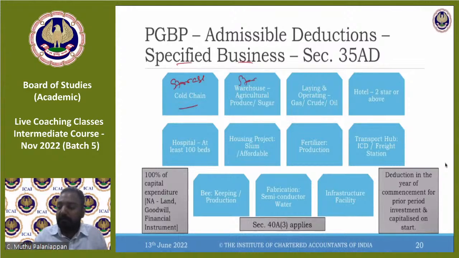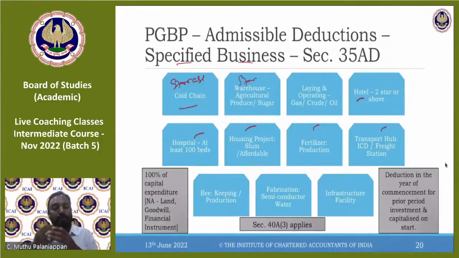You are running a hotel which is 2-star or above, you are eligible. You are running a hospital at least with 100 beds for patients, you are eligible. You are in the business of building housing projects, which is categorized as slum redevelopment by the government or affordable housing projects by the government. It is an eligible business. You are in production of fertilizer, it is eligible.